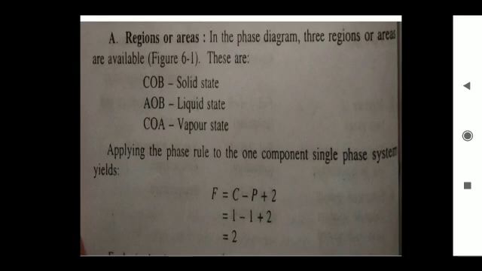Applying the phase rule for a one component system, the number of components is 1 and the number of phases is 1, so the number of degrees of freedom is 2. Each single phase region has 2 degrees of freedom. It is a bivariant system, mainly affected by pressure and temperature.